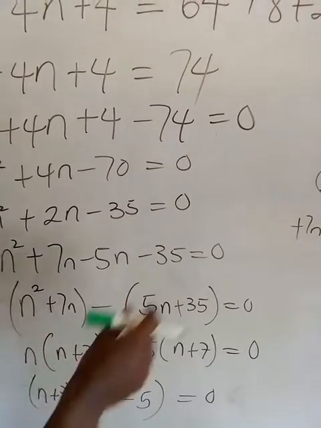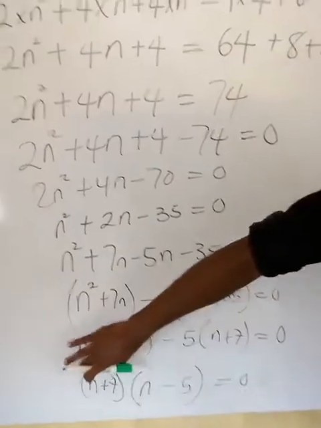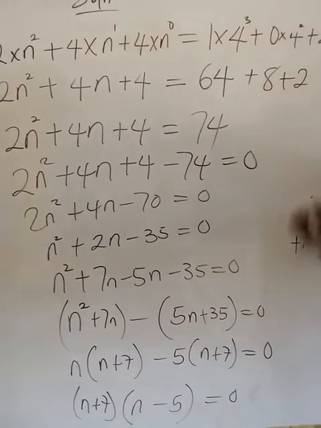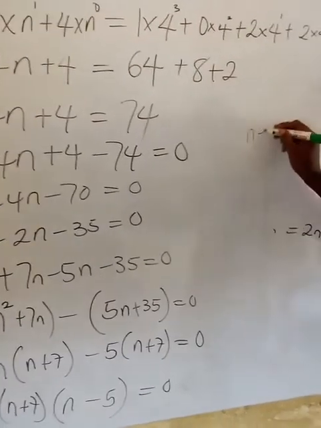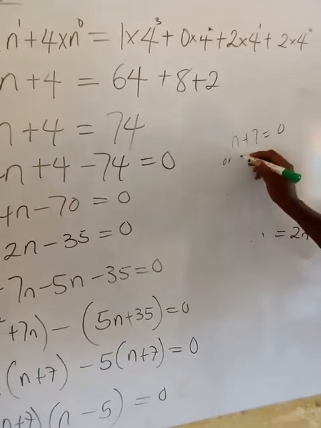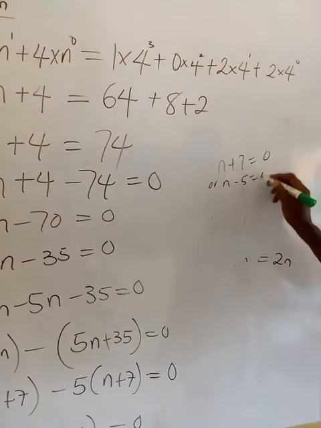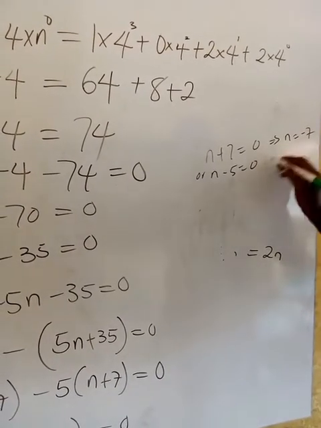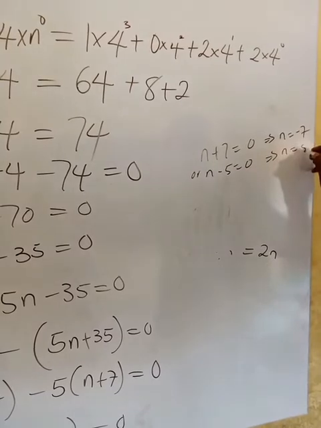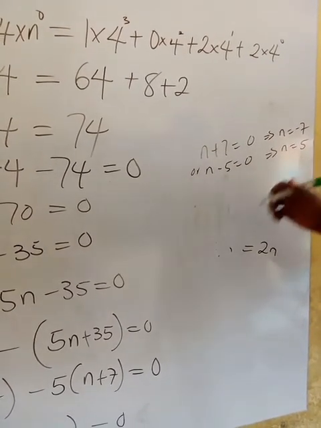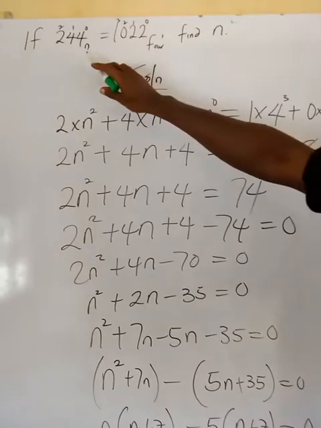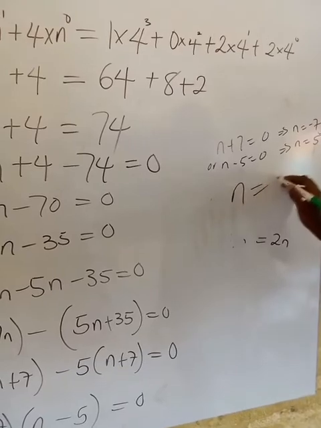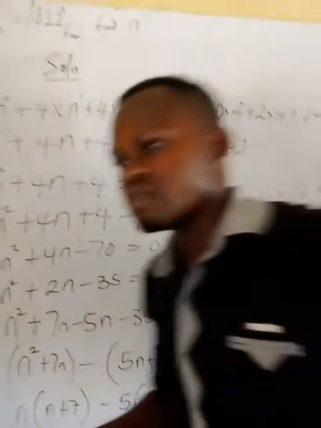Now, when you have the product of two things equal to 0, it means either this is equal to 0 or this is equal to 0. And that is to say, n plus 7 is equal to 0, or n minus 5 is equal to 0. In this first instance, it's clear that n is equal to minus 7, while here it is also clear that n is equal to 5. But since we are looking for n as a base, certainly we know that this will be the right answer. So in this case, n is simply equal to 5. And this is the solution to this very problem.